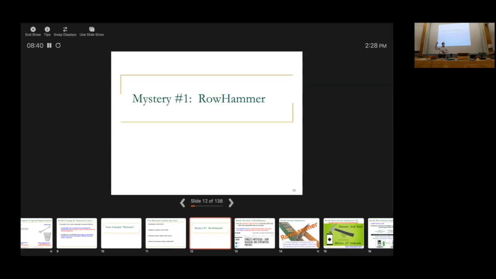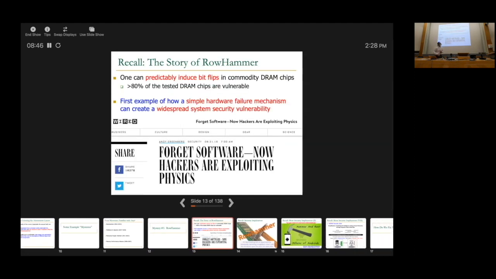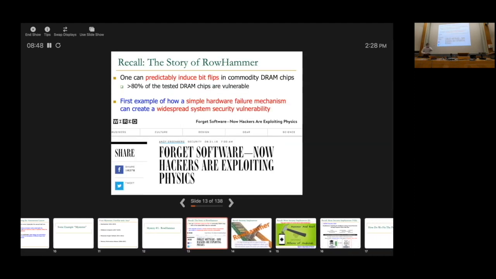Okay, people remember RowHammer, hopefully? Okay, good. I don't need to talk about that again. But basically, this is the fact that you can predictably induce bit flips in commercial memory chips. And I've already thrown you this article, for example. I find this fascinating because this is written by software people saying that forget software, it's not important. People can actually take over your system using physical problems in your computer.